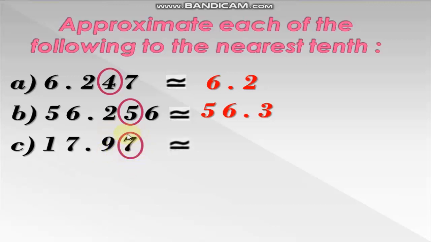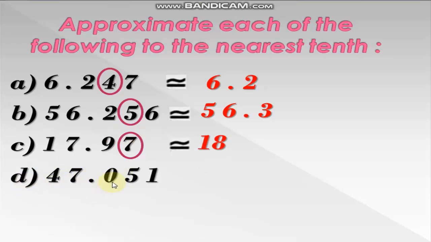Letter C, 17.97. The tenth here is number 9 and the hundredth is 7. 7 here is greater than 5, so we'll cancel it and add 1 to the tenth. 9 here, 1 plus 9 equals 10, write 0 and carry up 1. It became number 18.